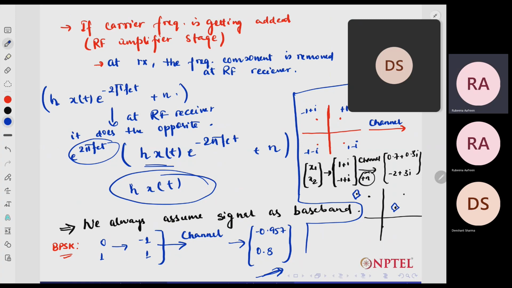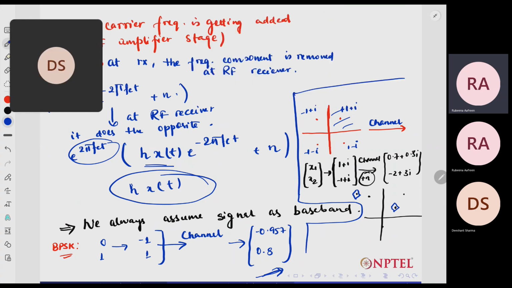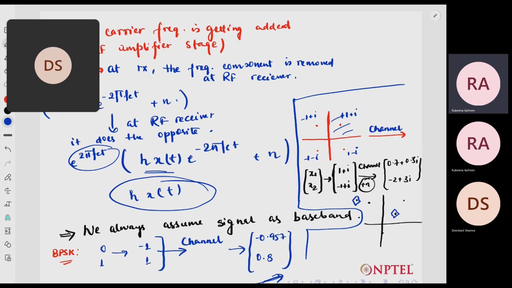After that, we do the decision decoding: if the received symbol is in the first quadrant, then the first symbol will be decoded. Then if it is in this quadrant, then this symbol will be decoded. That is something you must have done in digital communication. So this is the concept of channel.